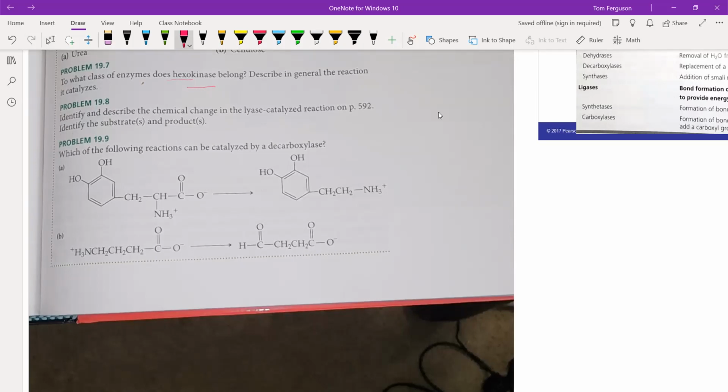This is an interesting problem. There is no lyase catalyzed reaction on page 592. All right, which following reaction can be catalyzed? Okay, first of all, let's look at this here. We have substrate, and we have product. What's the difference?